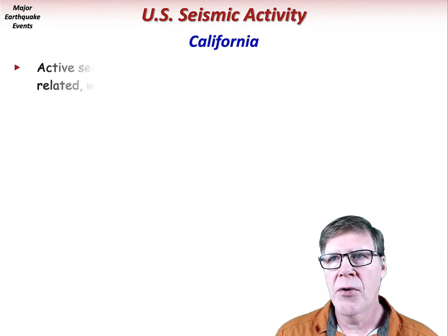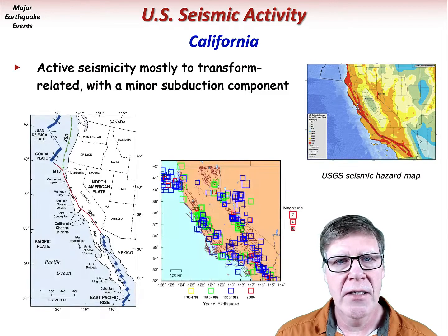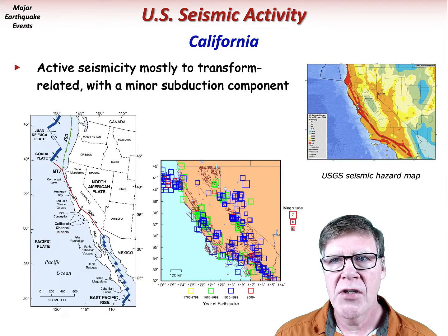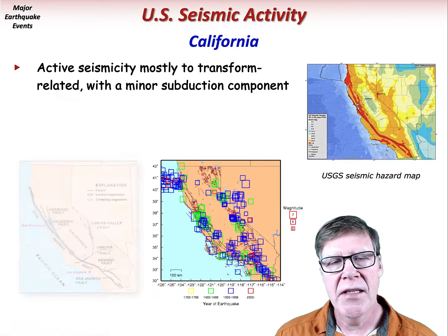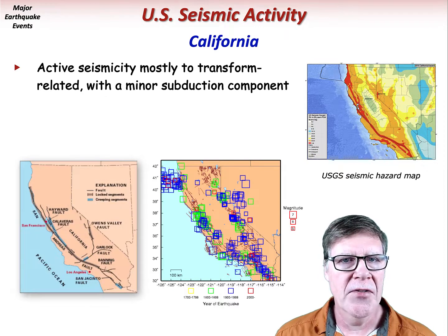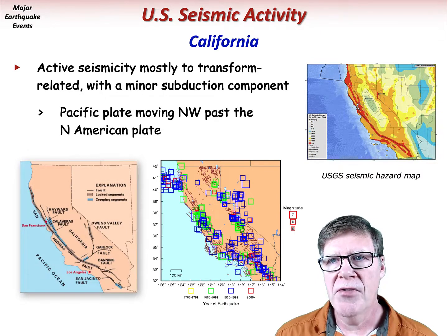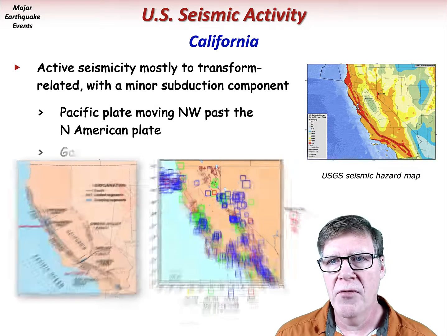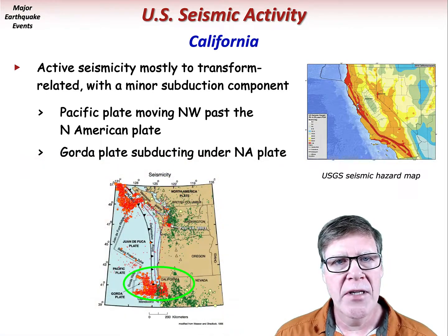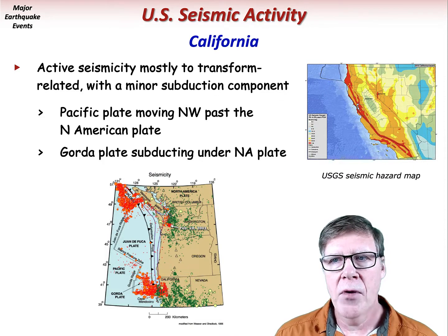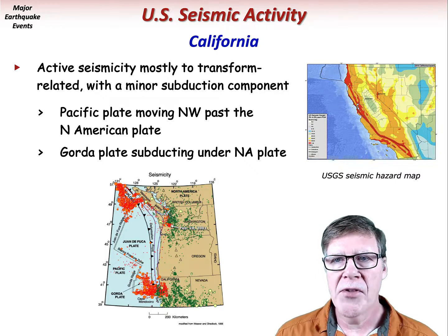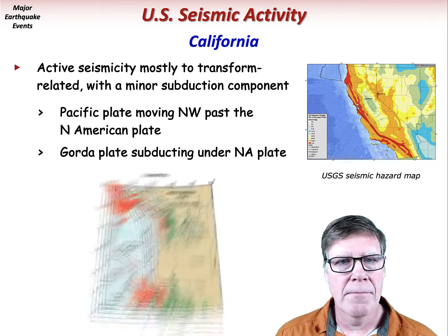California is next in line on the earthquake list. The earthquake activity is mostly transform related, with a lesser amount of subduction related activity as well. Shallow focus seismicity occurs along the San Andreas and other similar strike-slip faults as the Pacific Plate moves northwest past the North American Plate. In northernmost California, subduction of the Gorda Plate beneath the North American Plate not only forms the southern part of the Cascades continental volcanic arc, but also all the earthquakes associated with it.